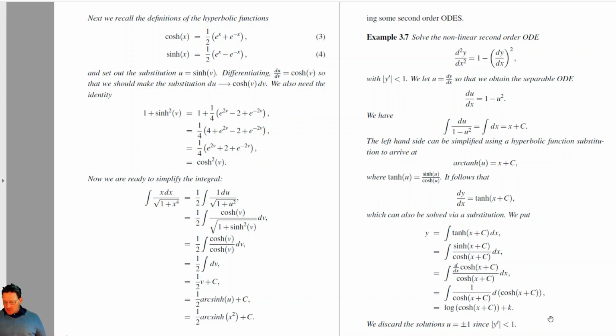So there are multiple solutions here, but since we have absolute value of y dash less than 1 in our problem description, we can throw one of those away. We can discard the solutions y is equal to plus or minus 1, which are actually solutions to this differential equation there.